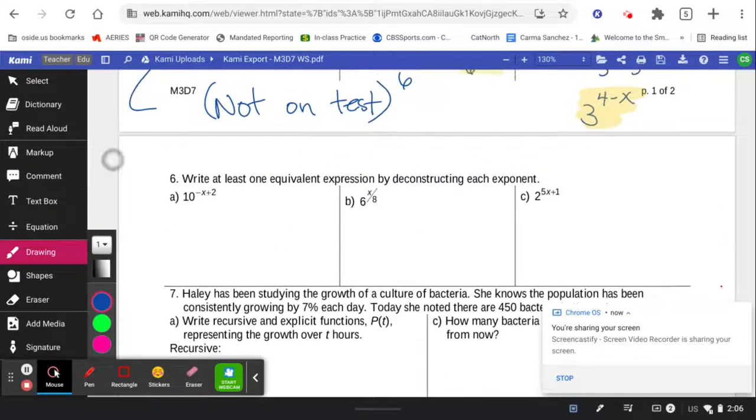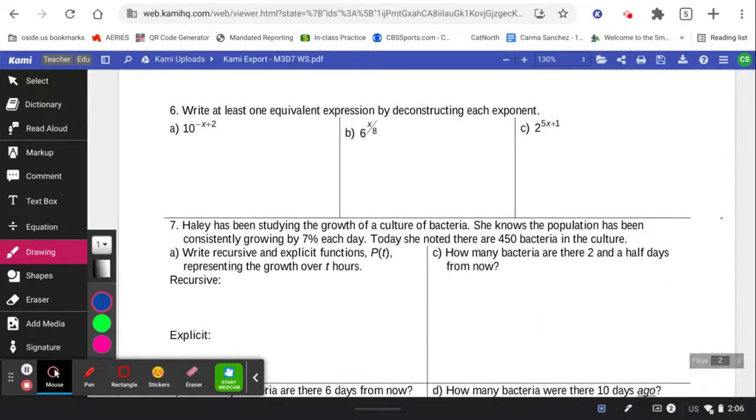Okay, just like we ended the last page, at the beginning of this page, it's a couple of practice problems that are just writing an equivalent expression. It's not going to be on the test. It's just good brain practice for you. So this time it says to deconstruct each exponent using the add, multiply, subtract rules, etc.